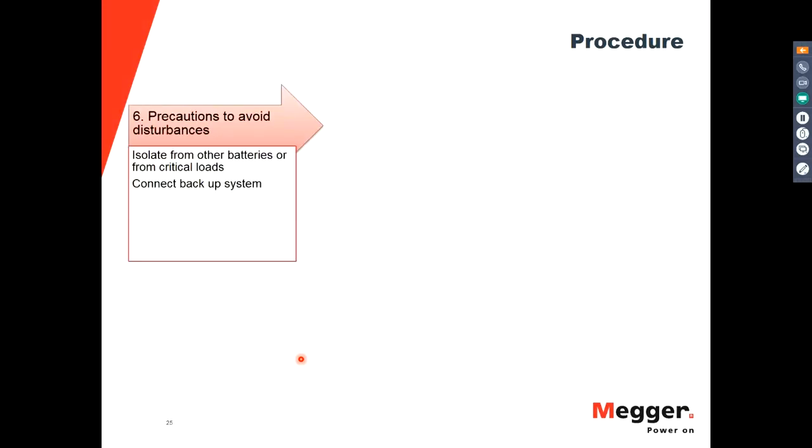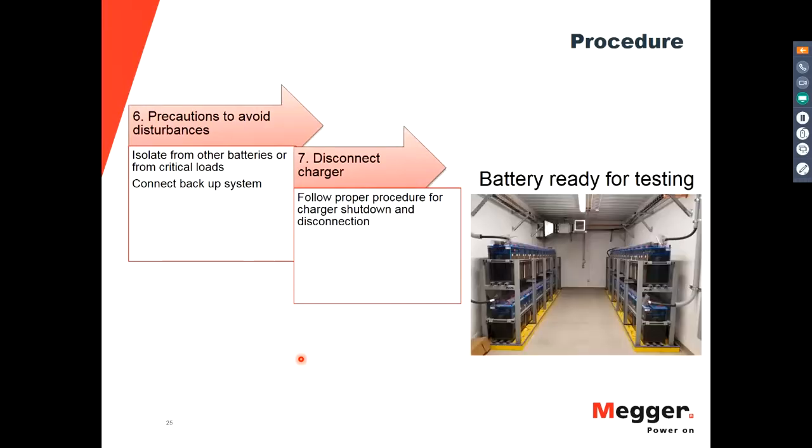And then you start getting ready to disconnect the charger. If you are connecting a backup, this is the moment that you do that, and you take all the precautions to avoid any disconnection of critical loads, and you follow all your internal procedures to avoid any problem with the system. And at this point, you can disconnect the charger and connect the instrument to perform the test, and the battery is ready for testing.